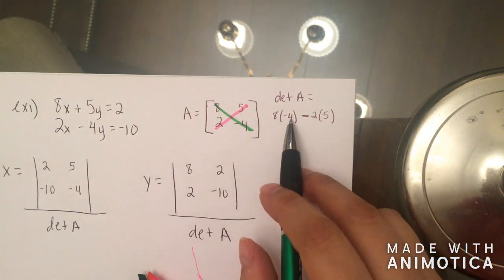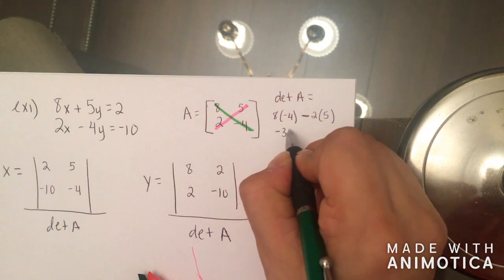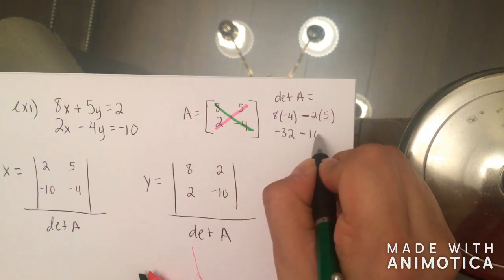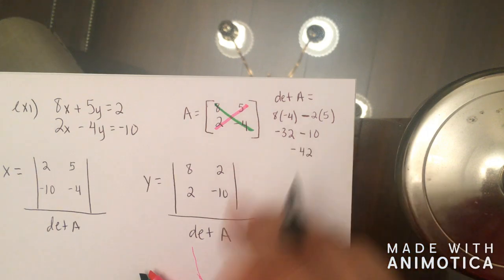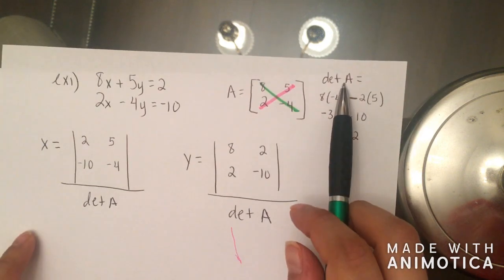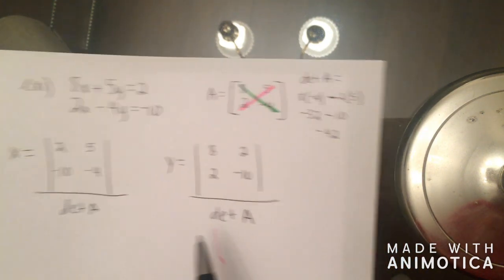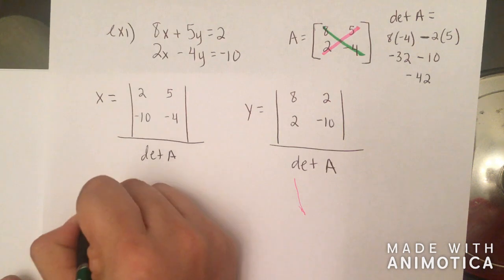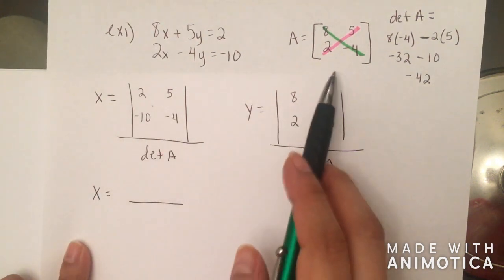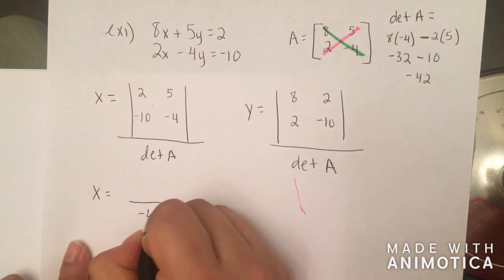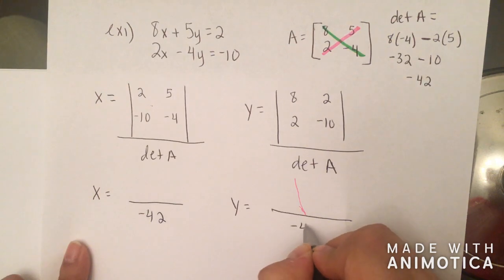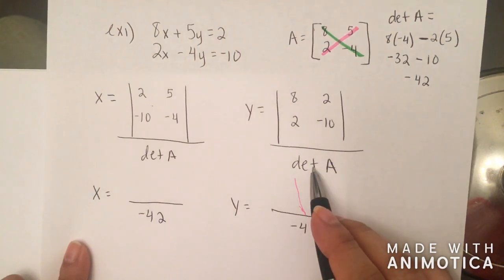So 8 times negative 4 is negative 32. Minus 2 times 5 is 10. So that would be negative 42. So negative 42 is the determinant of matrix A. So that is my denominator. So when I write x equals, I haven't found the determinant of the numerator, but the determinant of matrix A was negative 42. And then y equals, and the denominator is the same thing, negative 42.